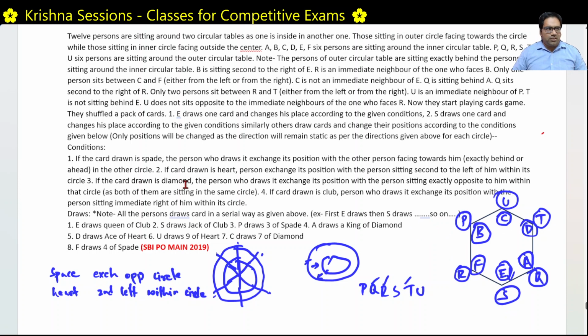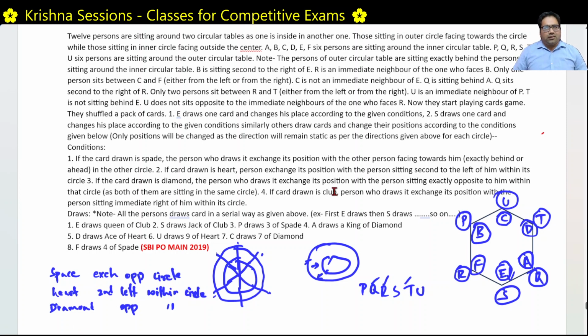Right. The third condition is if the card drawn is diamond. If the card drawn is diamond, the person who draws it exchanges position with the person sitting exactly opposite to him within that circle. So if S draws a diamond, S and O will get exchanged. If B draws a diamond, B and A will get exchanged, because they have to be within that circle, whether inner circle or outside circle, but it has to be opposite. Diamond means opposite within the circle.